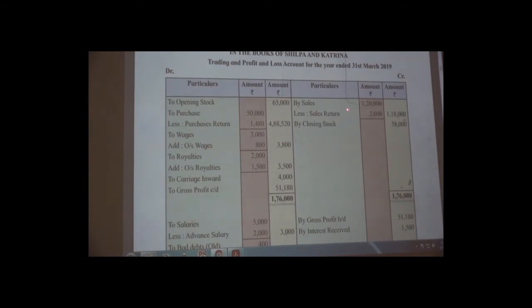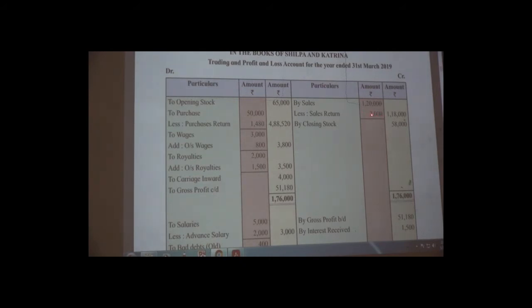That's why firstly we will write this sales. See in the question, in the trial balance on the credit side, the last item is sales. So the amount of sales is 1,20,000. So write it here, trading account credit side, 1,20,000 sales less sales return, that is 2,000. That is, immediately we are doing this adjustment.